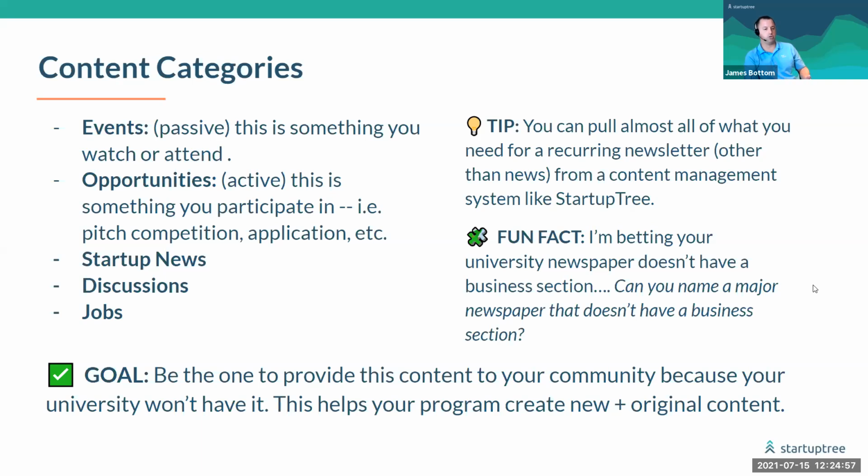So events, opportunities, discussions, and jobs can all be pulled from a CMS like StartupTree. News, we can talk about. I'm going to briefly gloss over that in a second, but if you're doing this right, you're almost setting yourself up to be able to automate this.